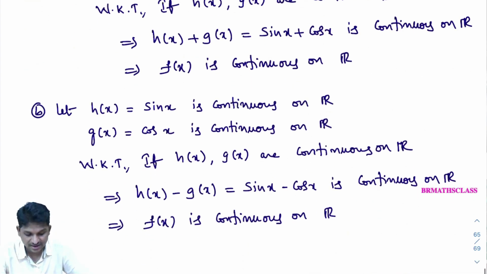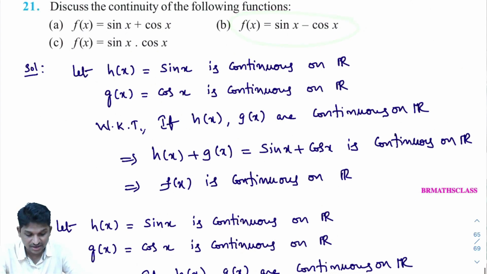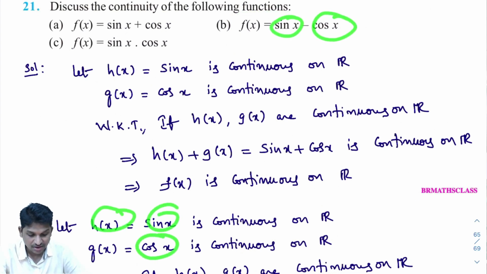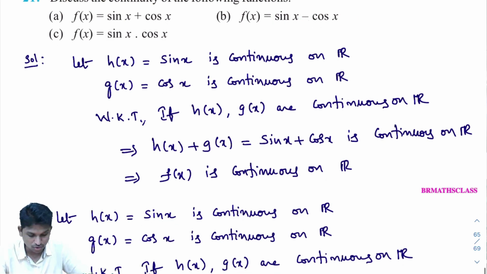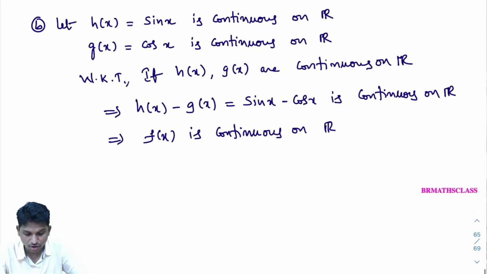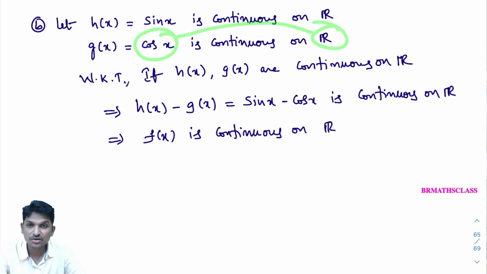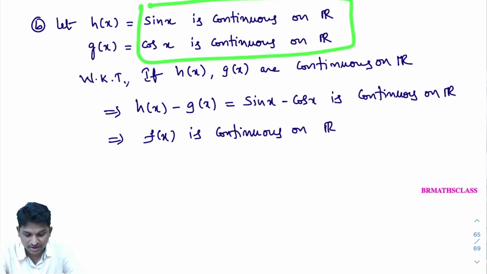For this, what I have taken? First I have taken sin x. Look here, I have taken sin x as h of x, cos x as g of x. From last class, what do you know? You know that sin x is continuous on all real numbers, its domain. The domain of sin x is all real numbers. The domain of cos x is all real numbers. We know this point from the last class. All trigonometric functions are continuous functions. So sin x is a continuous function, cos x is also a continuous function.